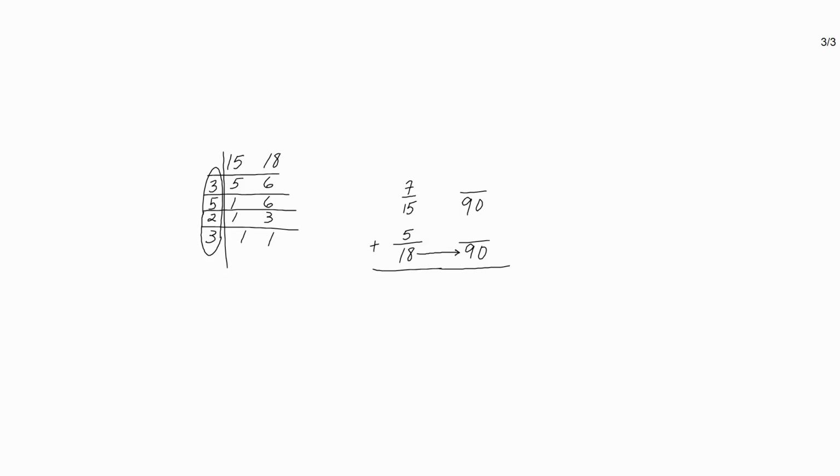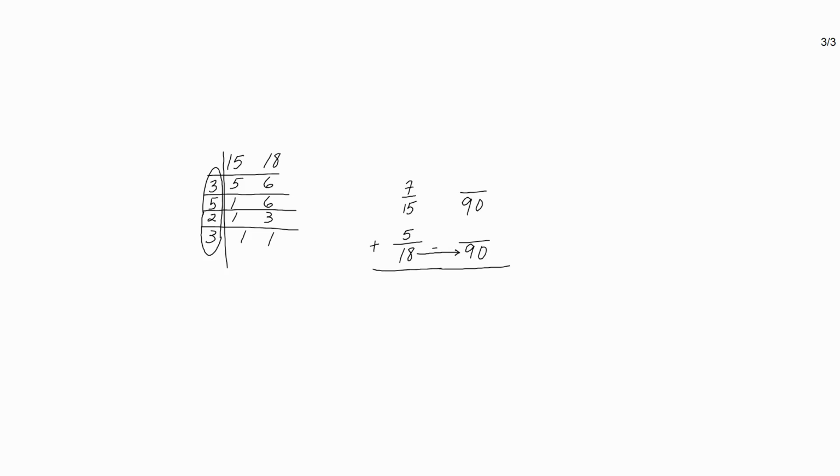18 will go into 90. How many times? 5 times. 5 times 5 is 25. What's confusing? What's 6 times 3? That means whatever's left is what you multiply. 18 will go in. 18 divided into.